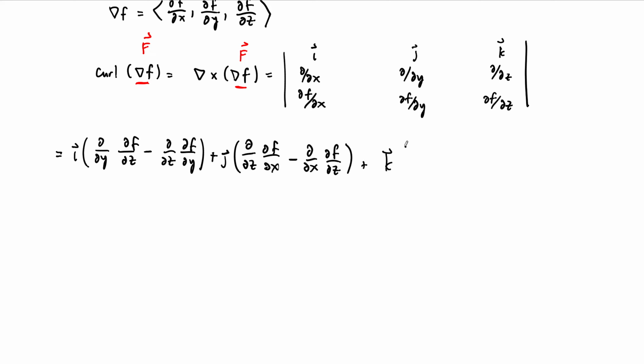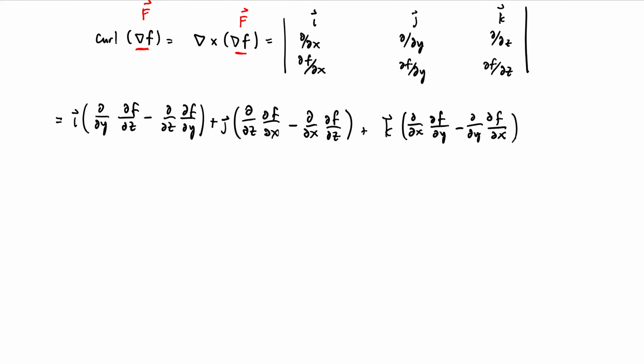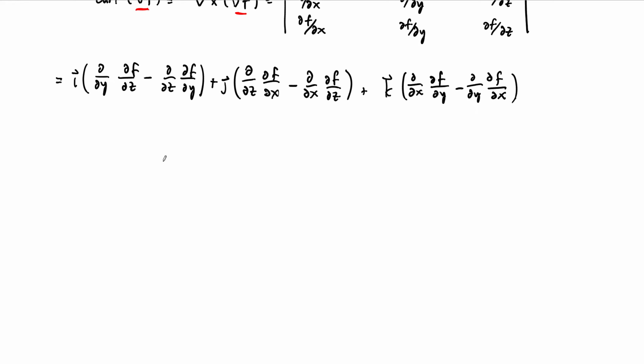All right, and then finally, in the k component, we have, this goes back in the usual order, so d by dx applied to df dy minus d by dy applied to df dx. All right, and we want to work these out. You've probably already noticed that these things are looking pretty similar to each other in each component slot, but let's write out exactly what we have.